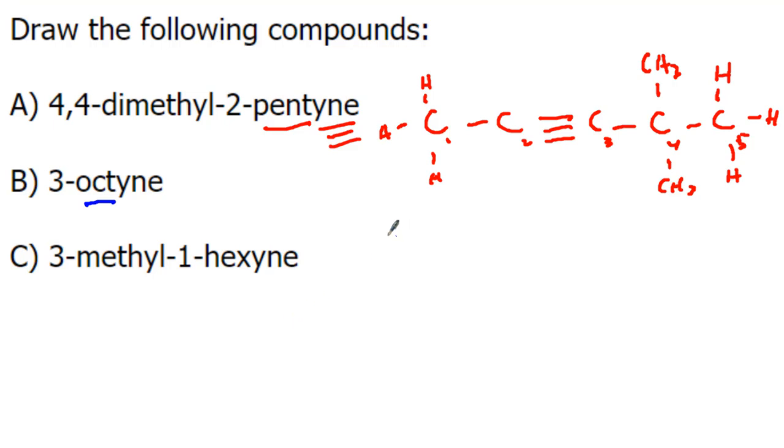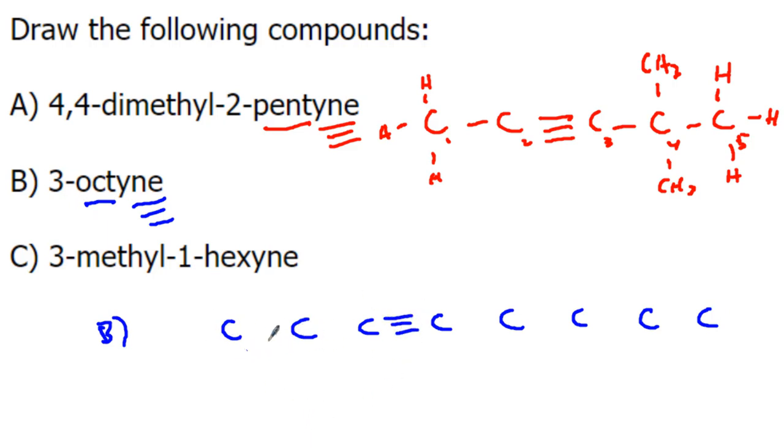Oct means 8 carbons. So I'm going to do B down here. We have 1, 2, 3, 4, 5, 6, 7, 8. The yne, the triple bond, is coming off of the third carbon, so 1, 2, 3, triple bond's coming off the third carbon. Now I'm going to fill in with hydrogens. So I have CH3 here, I have CH2 here. I am already filled up on this third and fourth carbon. Then we have CH2, CH2, CH2, and we have CH3 on the end there for 3-octyne.